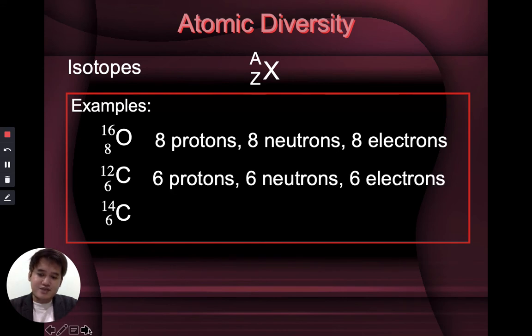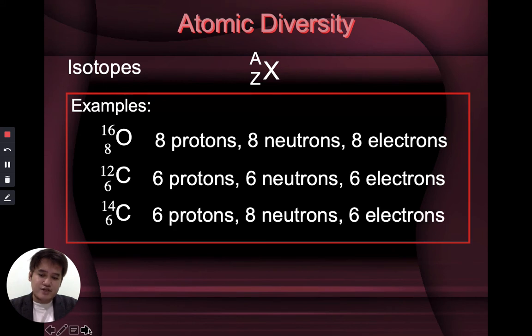Now let's take a look at the two carbon atoms, that is C12 and C14. Notice that there is a difference only in the number of neutrons and not in the number of protons.